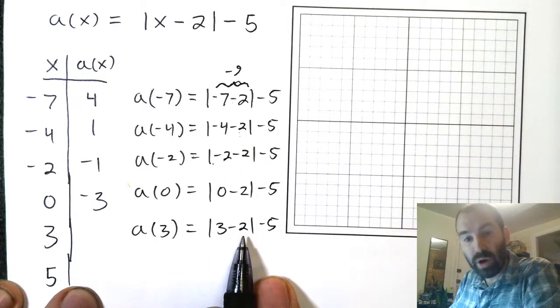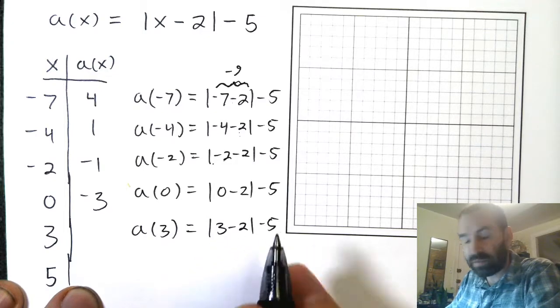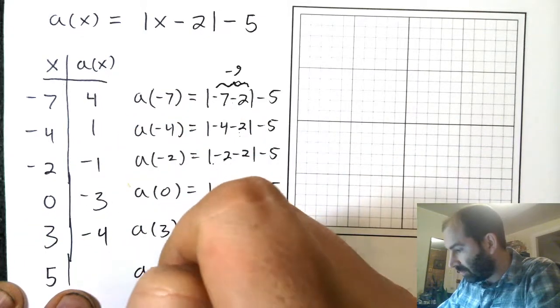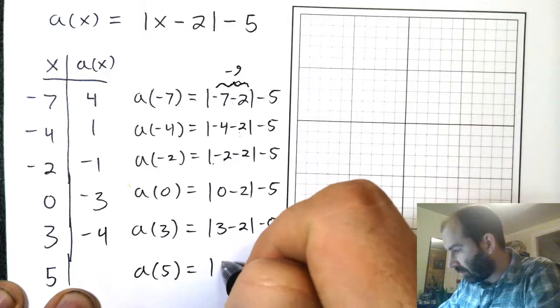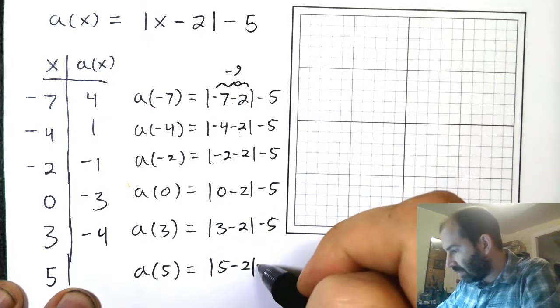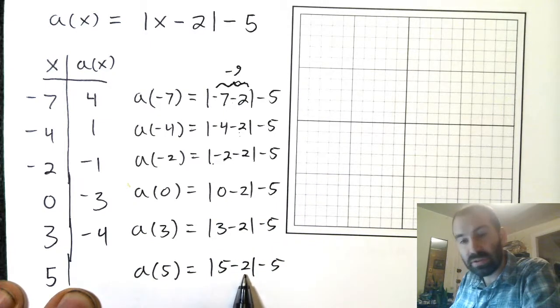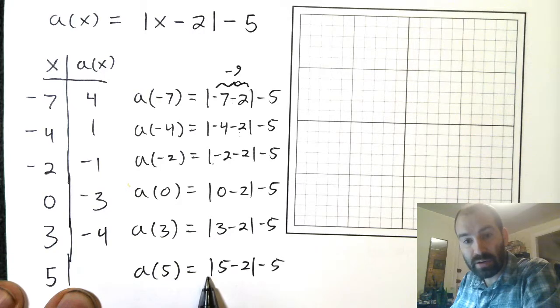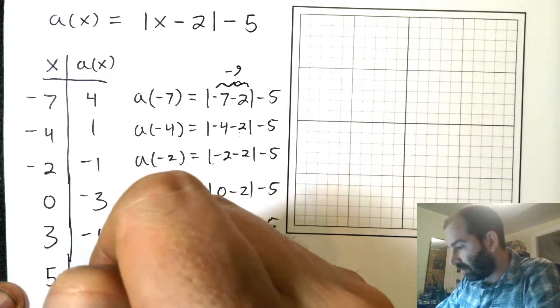3 minus 2 is 1. Absolute value of 1 is 1. 1 minus 5 is -4. Finally, the last one. 5 minus 2 is 3. Absolute value of 3 is 3. 3 minus 5 is -2.